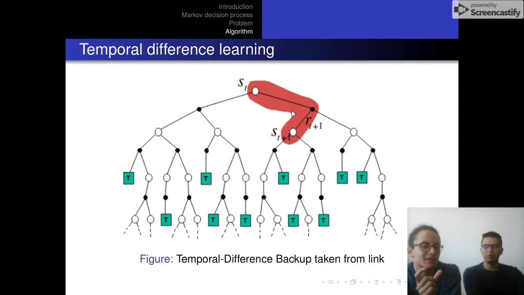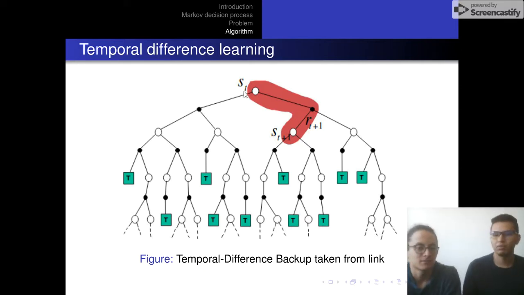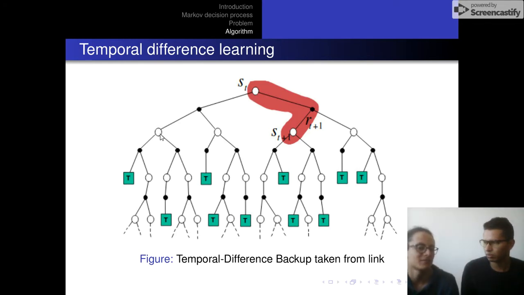They take into account the reward for each action, and they multiply by the probability of passing from the state s to the next state s prime. And that is dynamic programming.